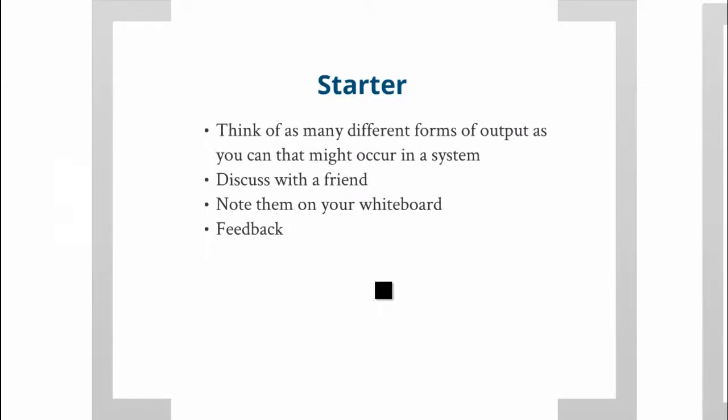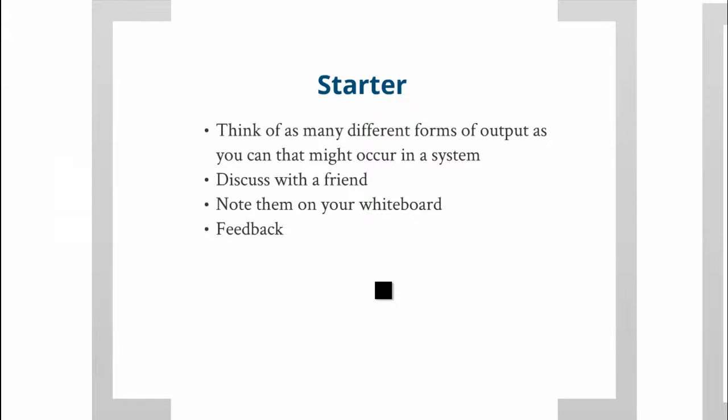Firstly, if we're doing this as an activity, you can think about this now. Try and think of as many different forms of output as you can that might occur in a system. Now, I don't mean output device like monitor. I mean, what would the monitor show, such as text, for example. There's other forms of output that we've talked about before.